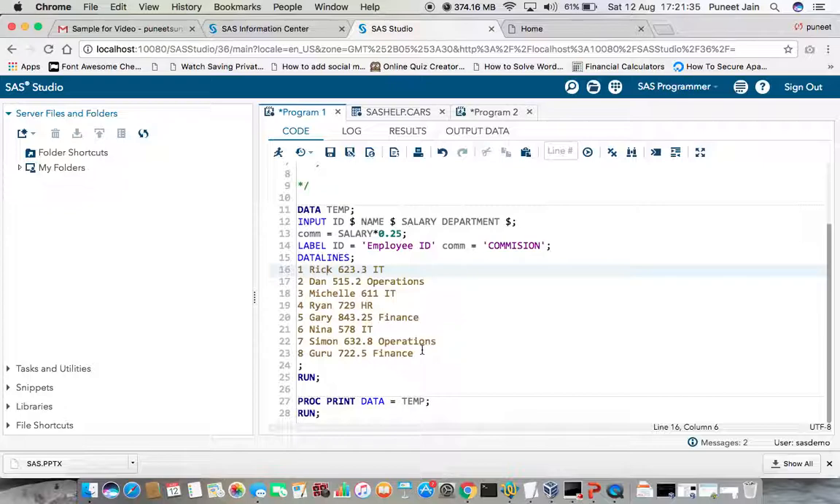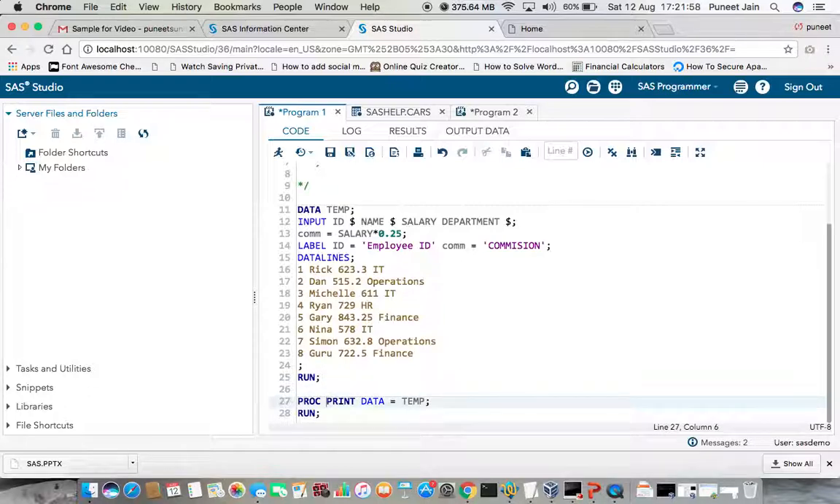Post inputting that data, we have a semicolon which stops us from writing any more details, and that gives a signal to the system that there is no data point inside the data line segment post this semicolon. Now we have a command run over here. We can run this command from here, but we need to define what we need to run.